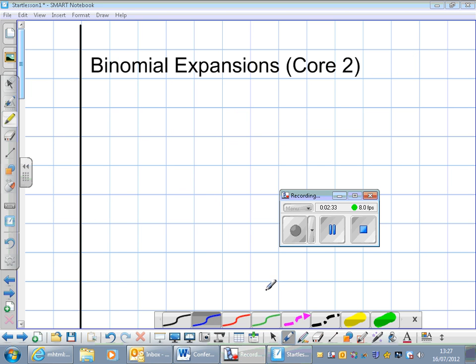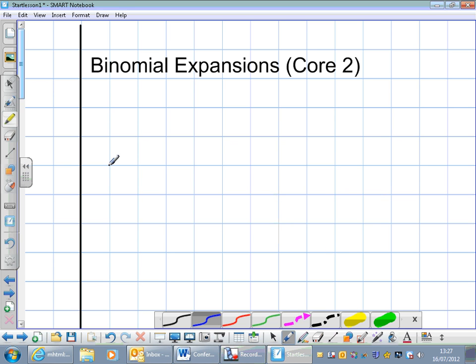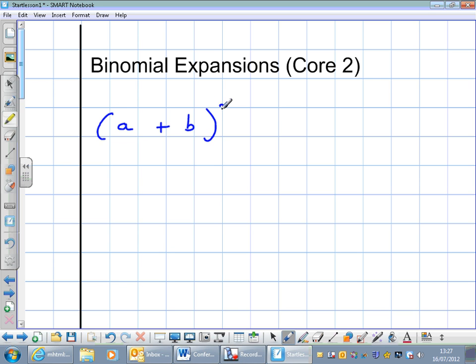We're now going to look at binomial expansions. We're going to look at beyond squaring. We're going to look at to the power 3, 4, and then a general rule. Right. Let's have a look. What about (a plus b) all to the power 3?